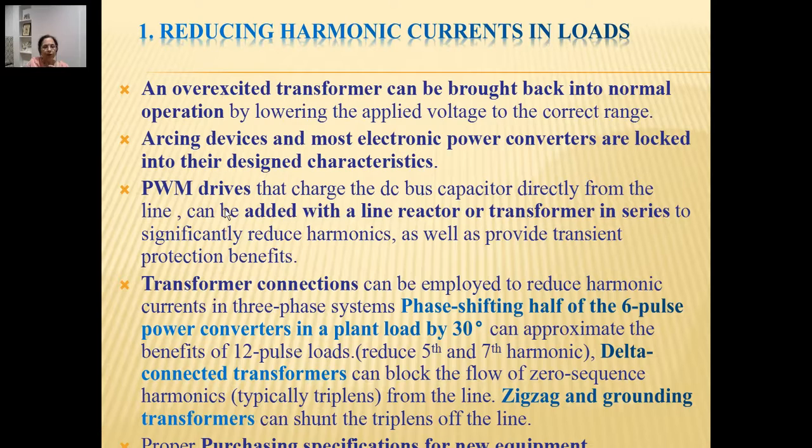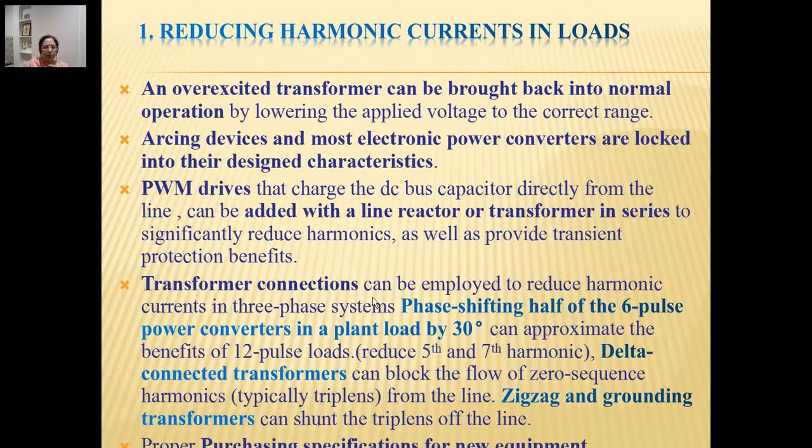The PWM drives that charge the DC bus capacitor directly from the line can be fitted with a line reactor, or a transformer in series. This can give a significant reduction in harmonics. It acts like a series component which controls the variations, so high frequency components of currents can be filtered out, and it also provides a transient protection benefit. So a series inductor gives these two benefits.